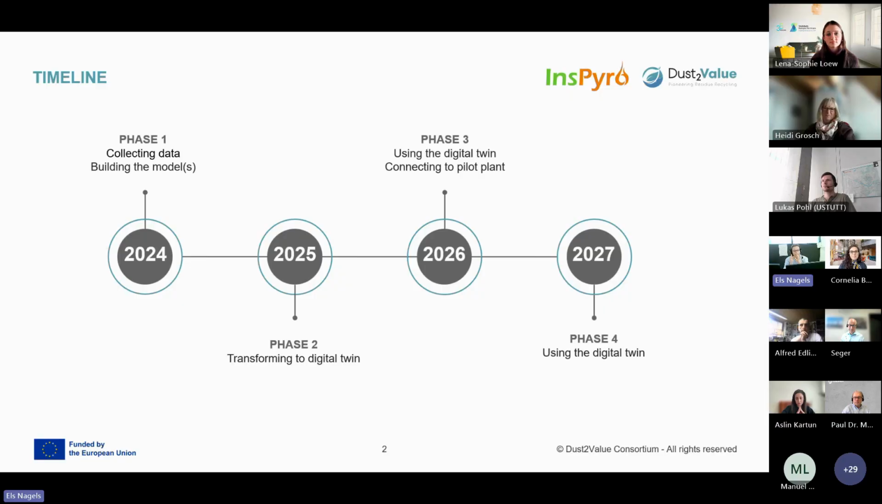And then once we have the digital twin in place, which will first be a standalone calculation engine, in the next phase it will also be connected to the pilot plant. And then it really becomes interesting, where you can put the measured data next to the calculated data, and then you can start using the digital twin to its largest value.